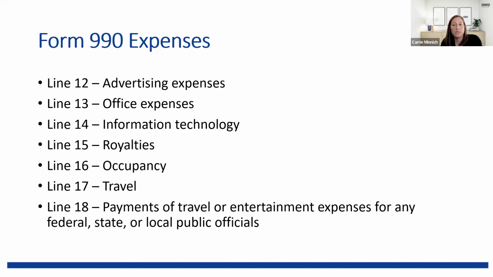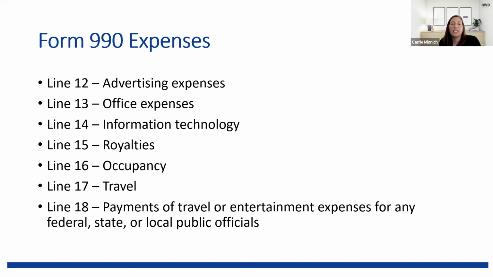Occupancy, the use of space, your rent, utilities, property insurance, real estate taxes, and mortgage interest. Again, all need to be added together and go on the occupancy line. Travel includes fares, mileage, allowances, auto expenses, meals and lodging, per diems, vehicle leases, and repairs. So you need to add all of these together and put them on one line, the travel line.